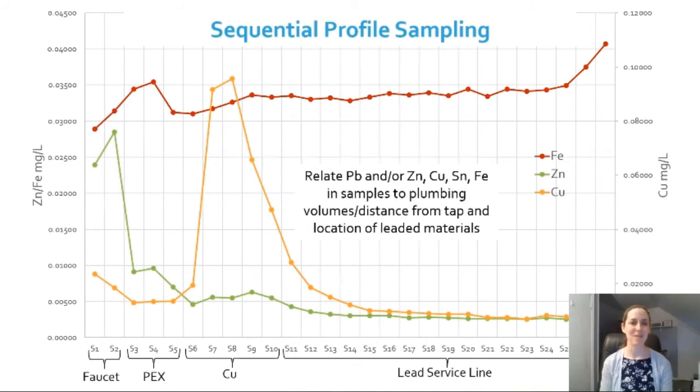If you weren't able to see a portion of the plumbing, you can see what metal is coming through in the water sampling to confirm what you thought was there, perhaps behind a wall or someplace where you can't see. So it can be a nice confirmatory type of sample.